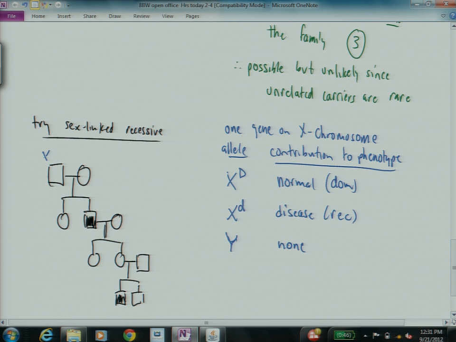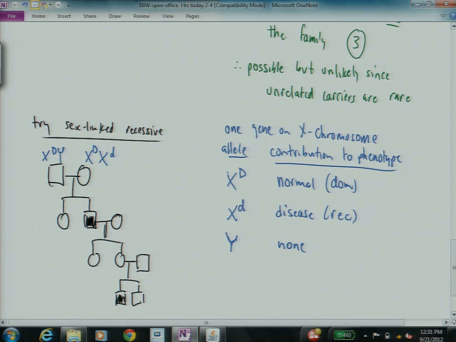And mom's got to be XX. What do you know before you know anything about who she's related to? What do you know just by looking at her phenotype? What's one of her X's got to be? She's got to have a big D because she's normal, right? What do you know about her other X? It's got to be little d. Why? Because she has an affected son. All right. So we're rolling.